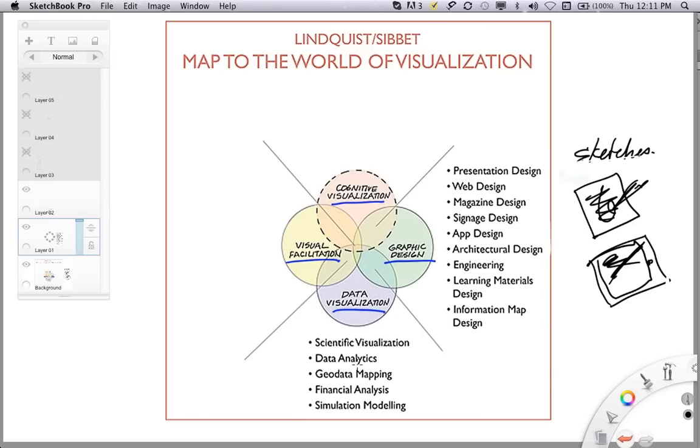Now, one of the latest explosions in the last couple of decades has been data visualization. Many of the advances in science are now actually advances in looking at scientific data on computers. The same thing's true now with data analytics from all the social networking. And many, many of the internet sites can capture lots of data. And people are starting to use visualization as a way to look at it. Geodata mapping, financial analysis, and simulation modeling, these are all exploding. And, of course, there's an overlap between these two.